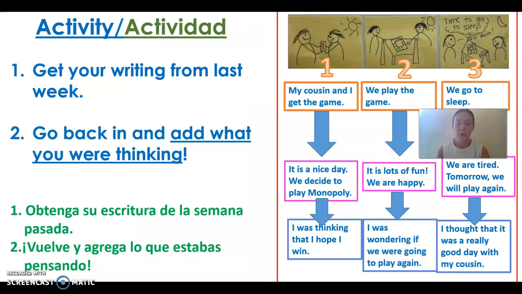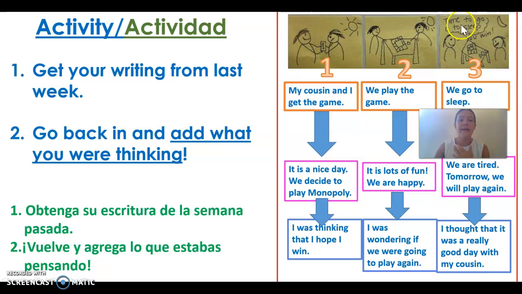So what you guys are going to do today is get your writing from last week that you worked so hard on for days and days and days. You're going to go back in one more time and add anything that you missed, any details that you want to add, or add in what you were thinking during the event that you wrote about.